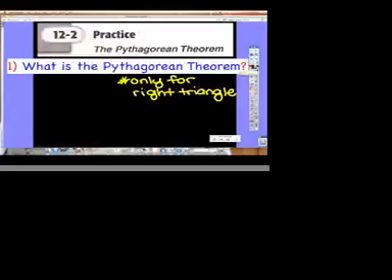Jacob, what do we have to add to our triangle to make sure it's a right triangle? Okay, he said all the sides are even. Not necessarily, Jacob. Anybody want to add to Jacob? What makes it right, Taylor? Has to have a 90-degree angle.